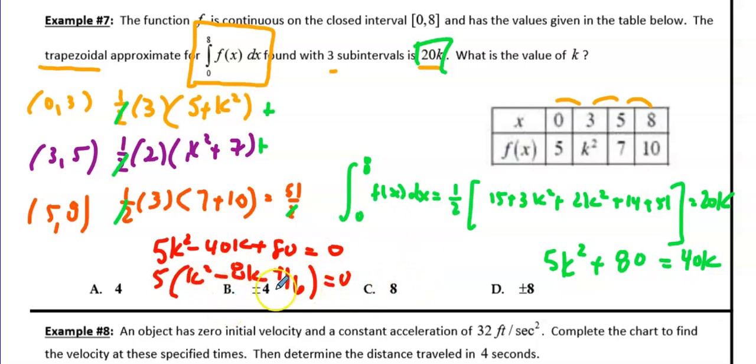And the 5 doesn't matter, so we're going to factor k squared minus 8k plus 16, and we get (k minus 4) squared. And so k has to be equal to positive 4. And so this answer is going to be A.